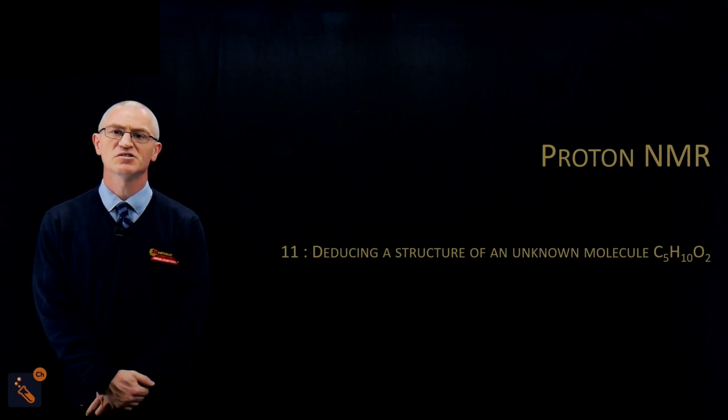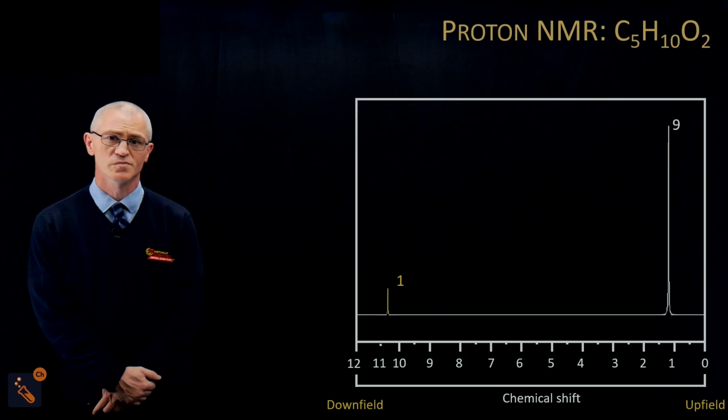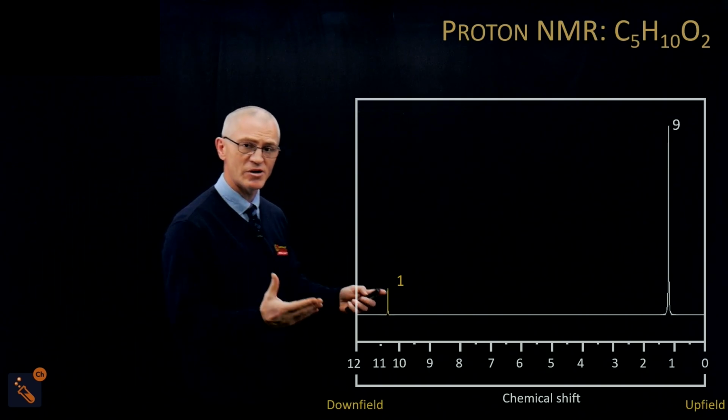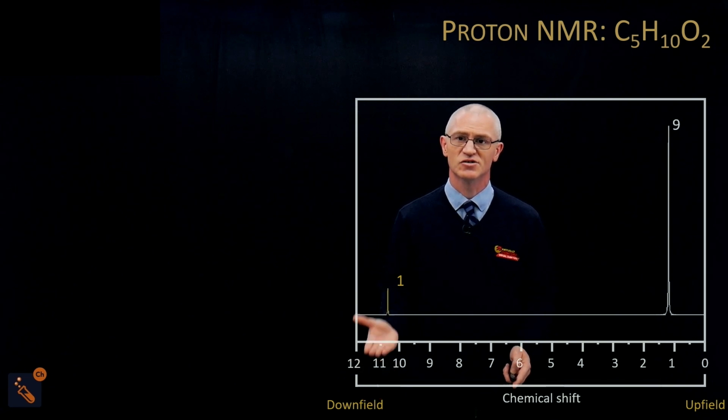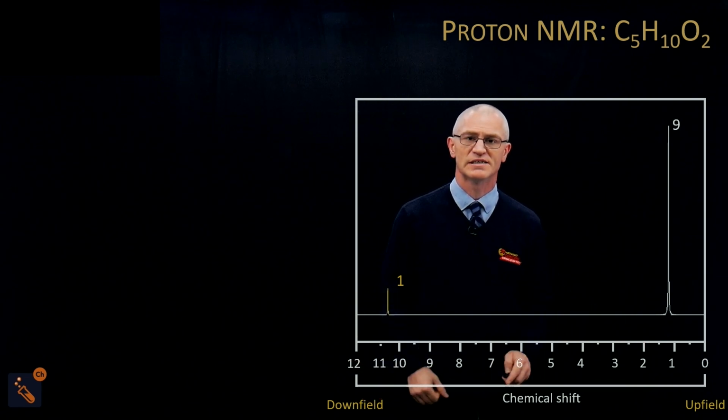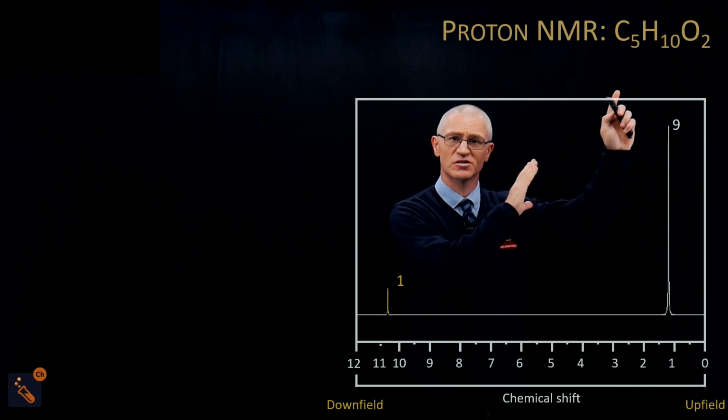In this video, we're going to deduce the structure of an unknown molecule, C5H10O2. So we have the NMR as normal, and we can see that there is a peak between 10 and 12, and we've got one right down here. So straight away, though, I'm going to look at the molecular formula.